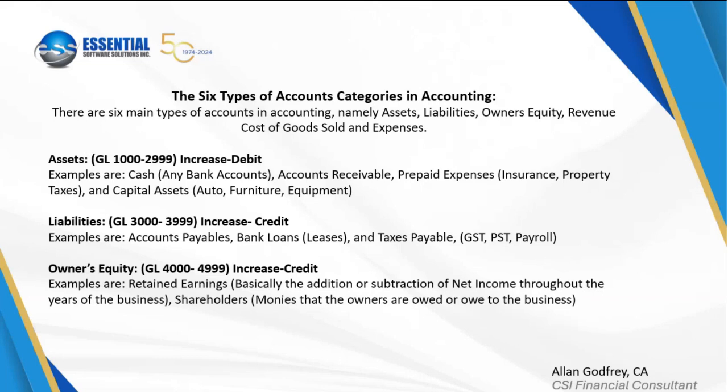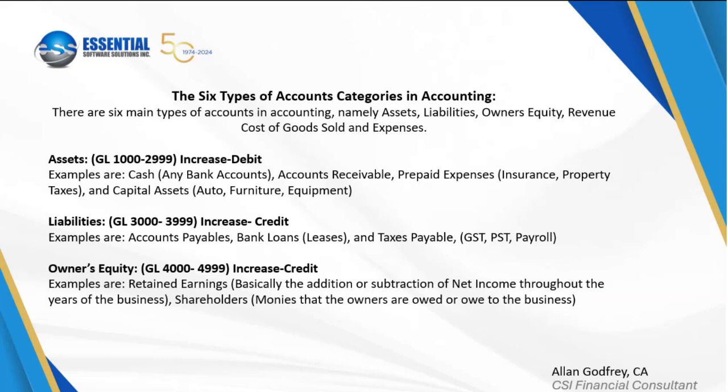So liabilities, well, again, account numbers: we've got 3,000 to 3,999. An increase of a liability is always a credit. Examples, of course, are accounts payable. We've got bank loans or leases, tax payables. There's a very long list of different liabilities. Maybe long-term investment, notes payable; there are many different accounts that would show up in your liabilities.